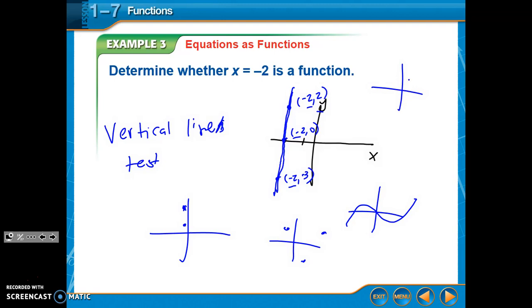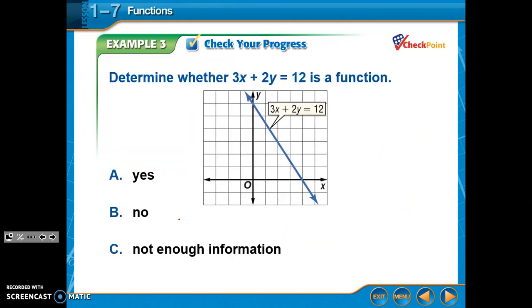If I had something like this, it would not pass the vertical line test because I can draw a vertical line, maybe more vertical, and I would hit the line I originally drew more than once, so that's not a function. So: not a function, function, function, not a function. In our example here, this is not a function because it hits the line infinitely many times. Okay, so you guys determine if this is a function using the vertical line test.